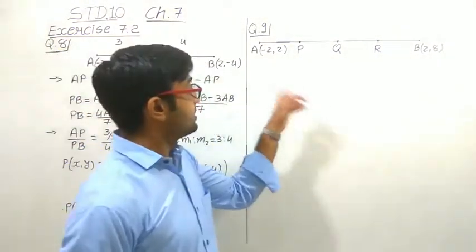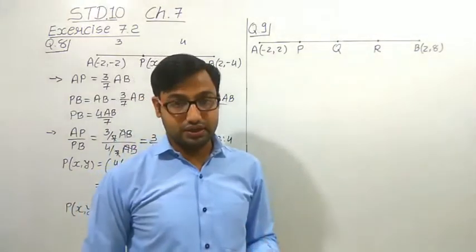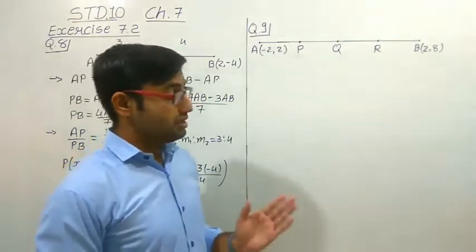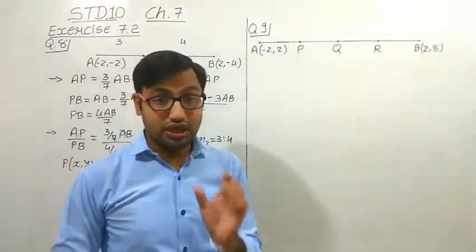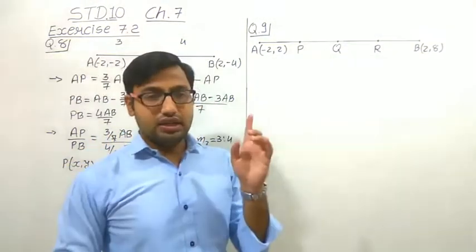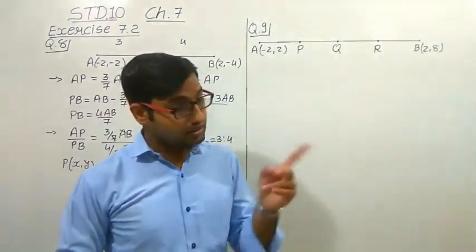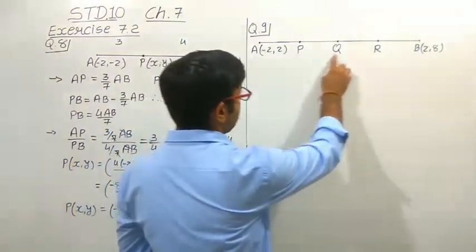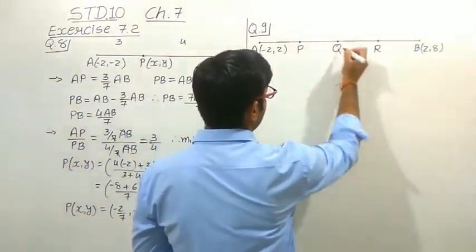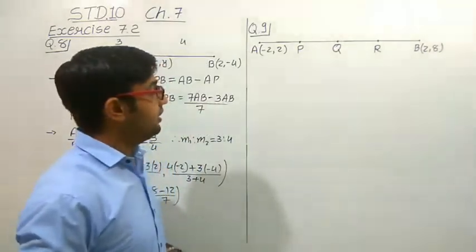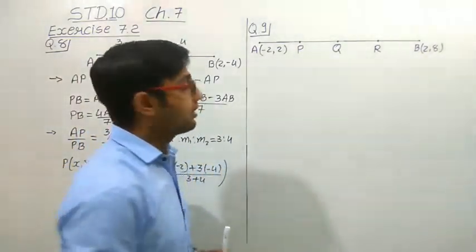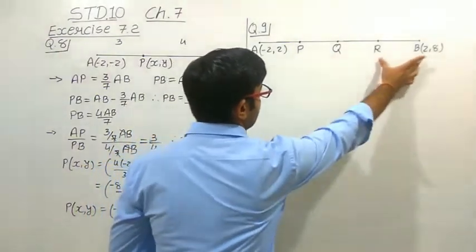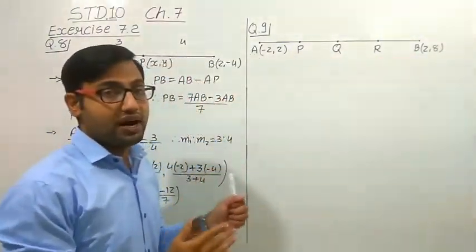Here we have to divide the line segment AB into 4 equal parts. Remember, before this we found the coordinates of the points which divide the line segment into 3 equal parts. When we find 3 equal parts, 2 points are there in between AB. Here there are 3 points in between line segment AB, so that AP will be the first portion, PQ the second, then the third and fourth. So 4 equal parts are there.